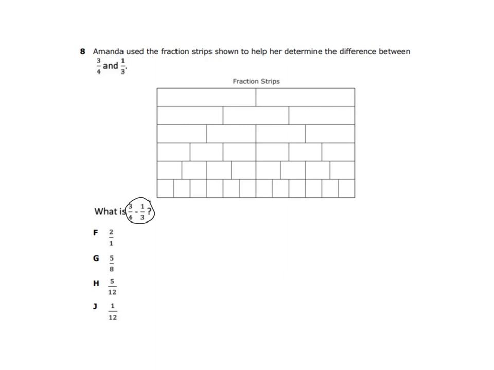So first I'm going to go ahead and look for 3/4. So I'm going to go find my fourths, which are right here. And I have 3, I'm going to show the other one black. Got 3 out of 4. The next one is 1/3, so I have 1 out of 3.